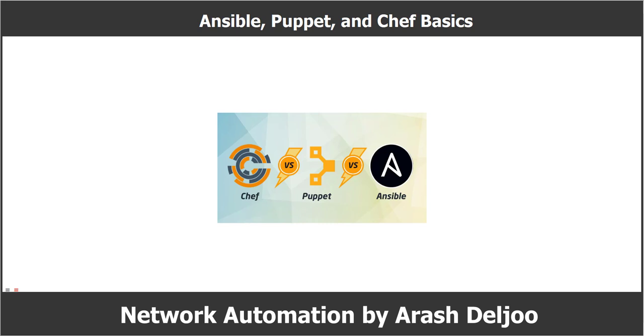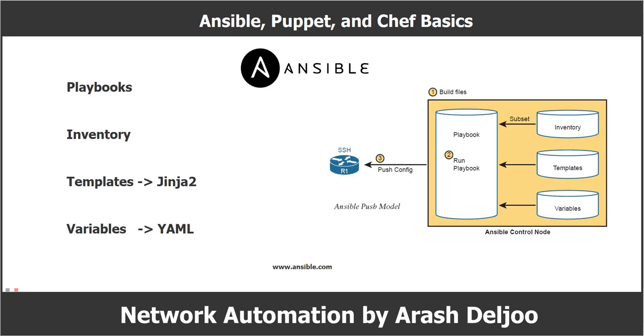Actually, first I will explain about Ansible, after that about Puppet, and finally Chef. To use Ansible, you need to install Ansible on some computer: a Mac, Linux, or a Linux VM on a Windows host. You can use the free open source version or use the paid Ansible Tower server version. Once it's installed, you create several text files such as the following: playbooks, inventory, templates, and variables.